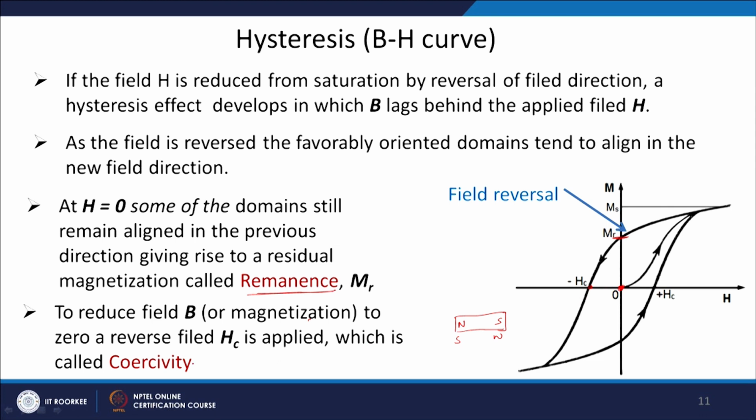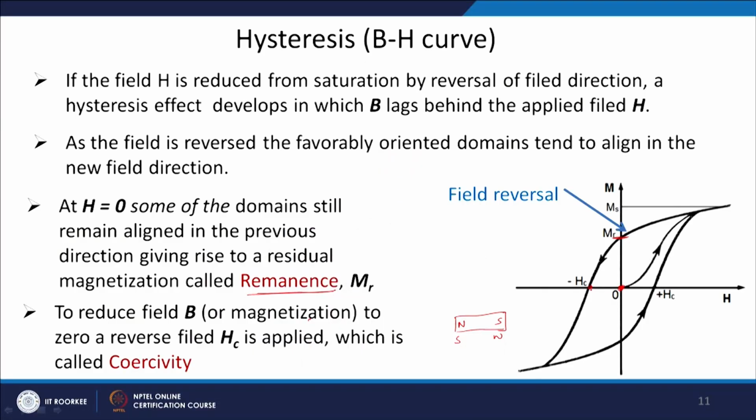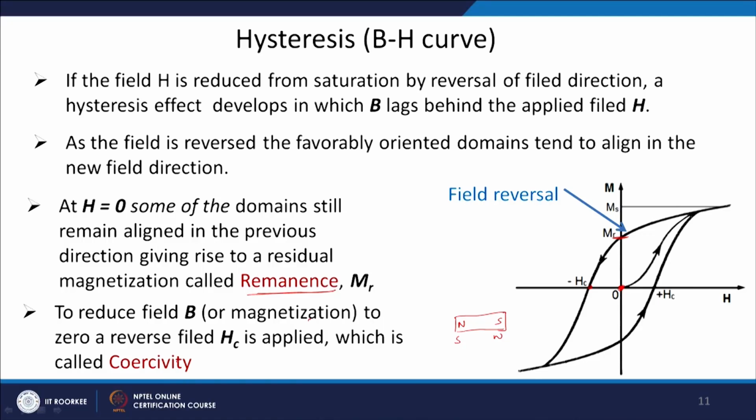Basically you are coercing the material to bring down the flux density to 0. You are forcing the material. Because you are coercing it, this is called coercivity, and this much negative external field you have to apply to bring it down to the earlier state from where we started. So these are the two very important properties of any magnetic material: what is the remanence value and what is the coercivity value. And this happens during the field reversal.